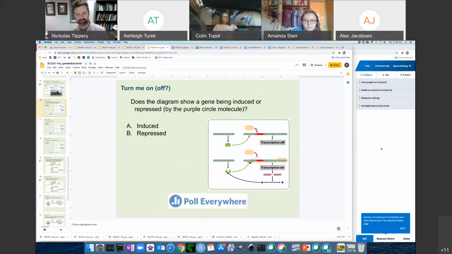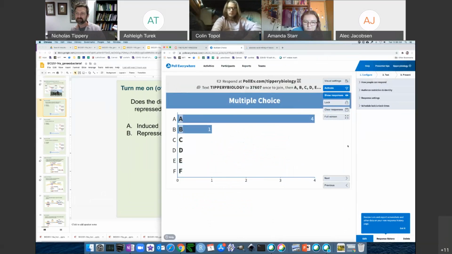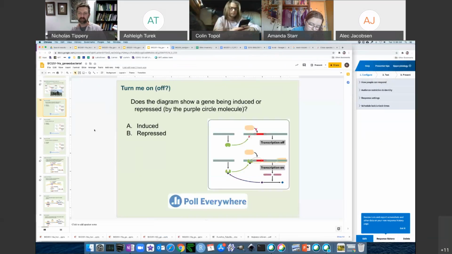I don't know how many people are out there. All right, and I got one. Anthony, I was looking for participation on the poll here. So majority is coming through as induced, and that'll be the right answer. So I use the term usually, but I guess you can also think of this as in the absence of that signal molecule, transcription is off. Okay, thanks, Anthony. Good to know. Who knows what kind of connectivity everybody has.